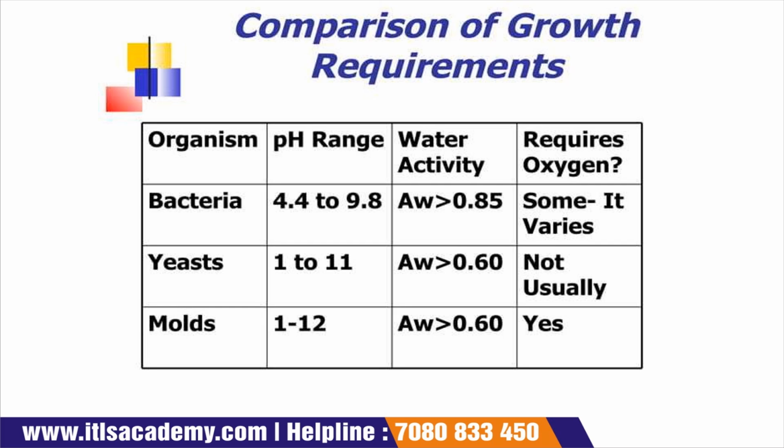Yeast. Comparison of the growth requirements of different types of microorganisms. Bacteria require a pH in the range of 4.4 to 9.8. Yeast require a pH of 1 to 11, and mold requires a pH of 1 to 12. Bacteria require water activity of more than 0.85. Yeast require water activity of more than 0.60, and mold requires water activity of more than 0.60.